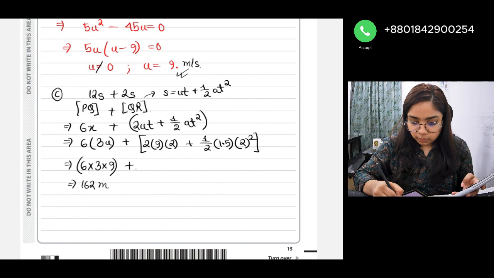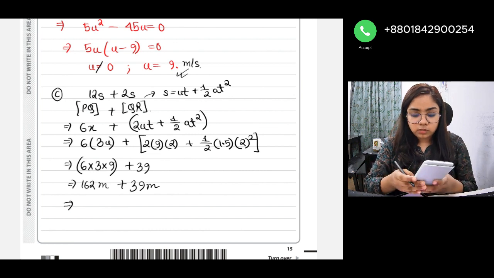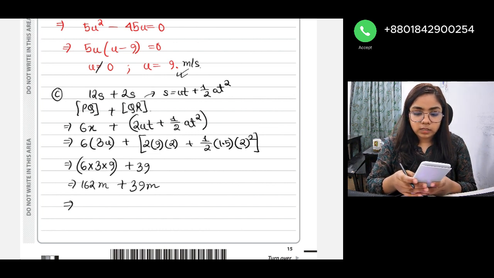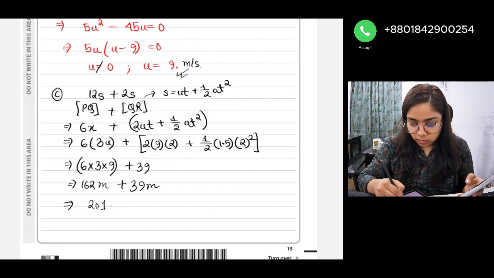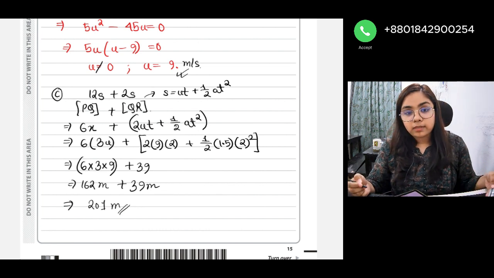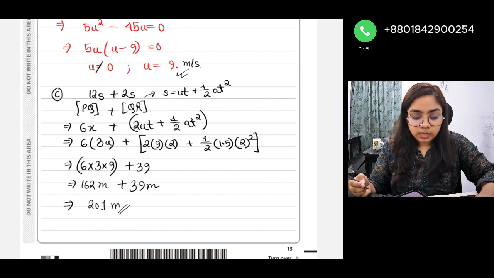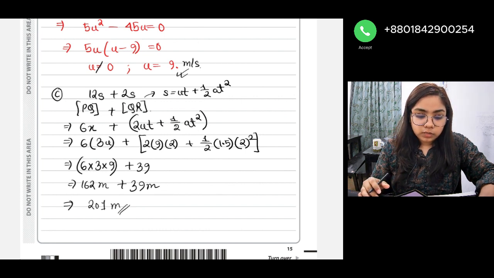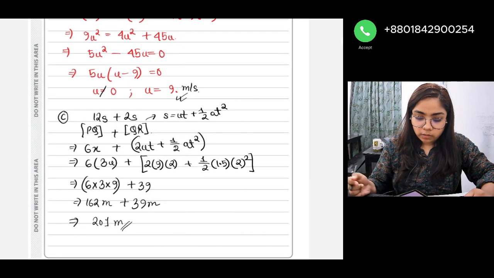So you get 39 from this part. Right? In the next 2 seconds, it will travel 39 meters. In that case, the total distance is 162 plus 39. That's approximately 201 meters. That means in the first 14 seconds, the vehicle has traveled in total 201 meters for this entire section of the journey. Right? This is the total distance, 201 meters.